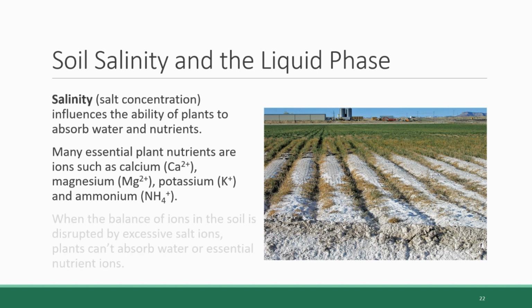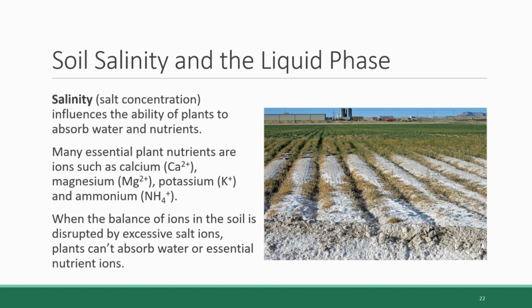So when you get a really high concentration of salts in the soil, there is such a sheer volume of ions that the balance is thrown out of whack and plants can't access the essential important ions that they need, nor can they properly absorb water out of the soil under those conditions.